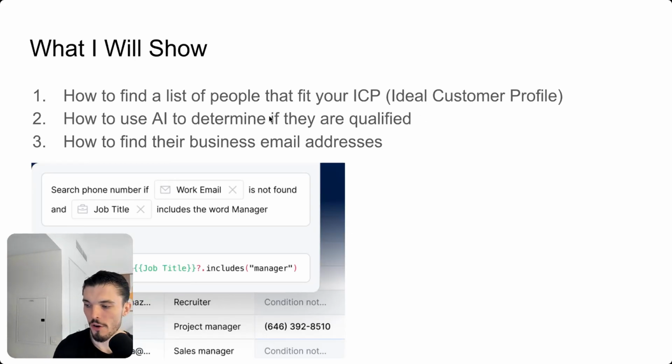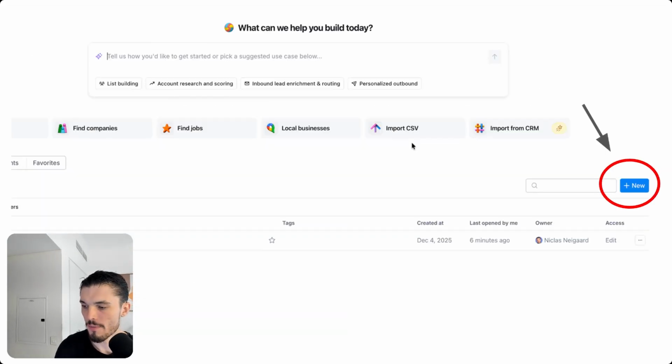So what I will show is, first of all, how to find a list of people that fit your ICP, how to use AI to determine if they're qualified, and how to find their business email addresses. So this is just list building inside of Clay and using AI to pre-qualify them, make sure that every lead on that list is qualified.